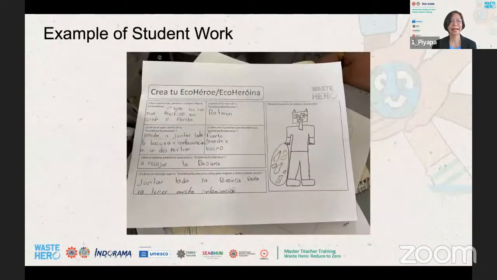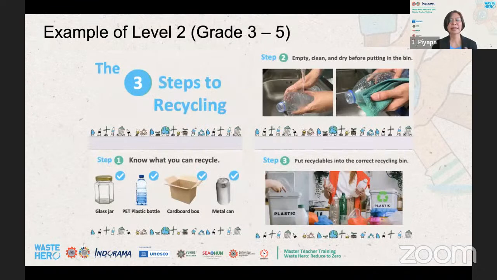This is another example of how a teacher uses a worksheet activity in the classroom. They ask the students to design a waste hero in their opinion. The students were inspired by Batman. This is an example of the student worksheet. The forms provided in the lesson activities are editable and can be adjusted for language and be flexible to fit any classroom. Next, please.